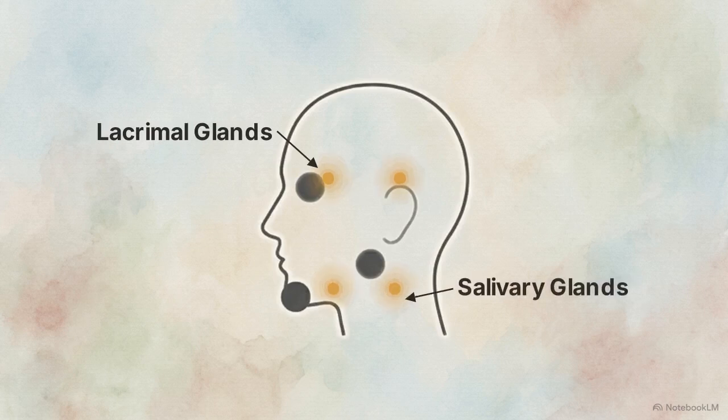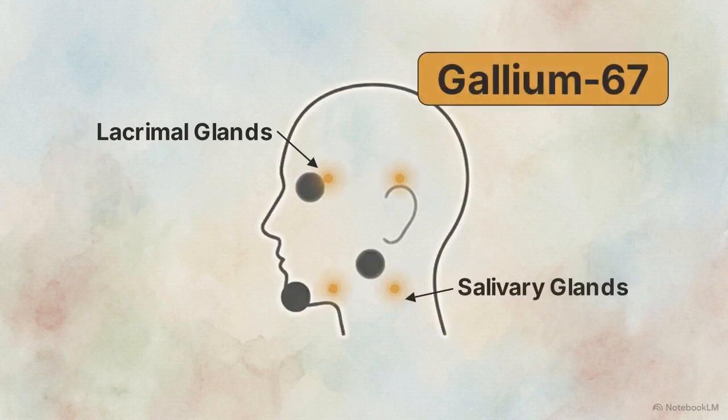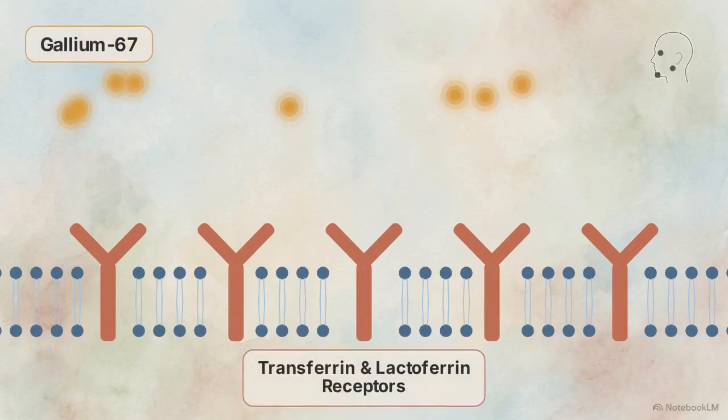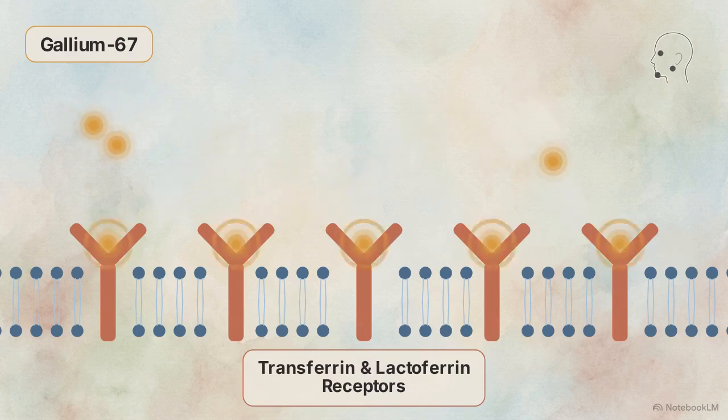Distinct uptake in these upper glands is the primary indicator for gallium-67. Gallium operates in the body as an iron analog. Because it mimics iron, it binds directly to transferrin receptors, which are highly concentrated in these specific glands.